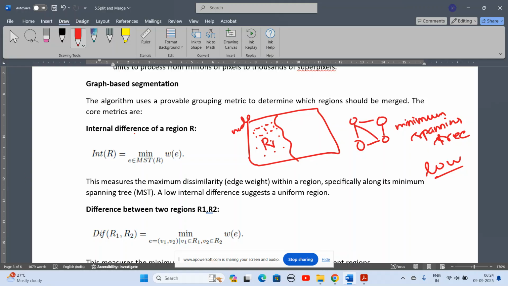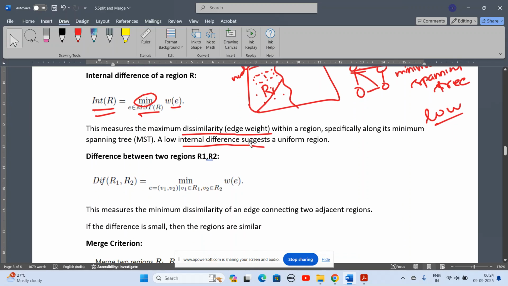Okay, so the internal difference of R is nothing but we will find the minimum spanning tree based on the edge weights. This measures the maximum dissimilarity of edge weight within the region. A low internal difference suggests that it is a uniform region. If we have high internal difference, then it is not a uniform region, then we have to split the region again.